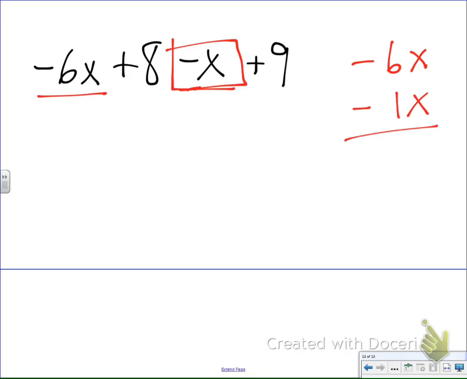So now this one's nice and easy. I have 6 negatives. I have one more negative. That's going to take me to -7x. So these two x's come and are going to give me -7x.